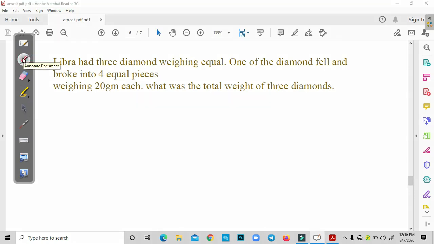Libra had 3 diamonds weighing equal. 1 diamond fell and broke into 4 equal parts weighing 20 grams each. What is the total weight of the 3 diamonds?